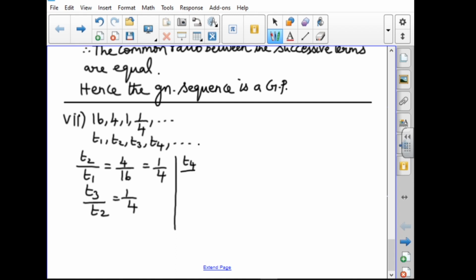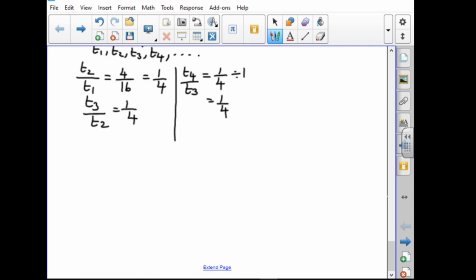T4 by T3, that is 1 by 4 divided by 1. Then we will get the same answer only, 1 by 4. So here the ratios are starting from the integers, it comes to the in between you are having fraction. Here the common ratio is equal, it is a GP.